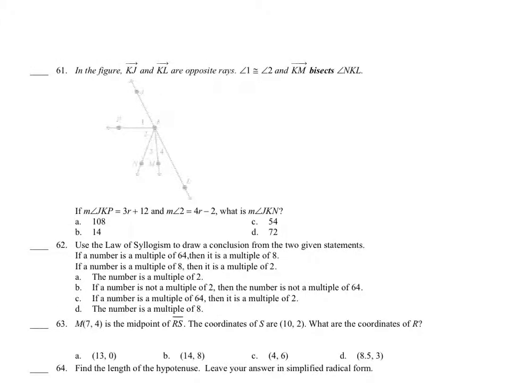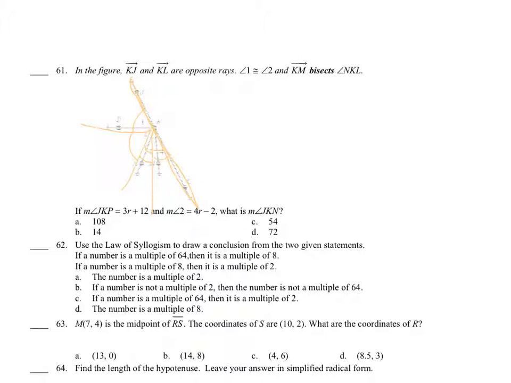Okay, this is the last section of the review for the semester final. This one, number 61, says that KJ and KL are opposite rays, just meaning that this is a straight line. Angles 1 and 2 are congruent, so these two angles are congruent, and KM bisects NKL. These angles are also congruent.